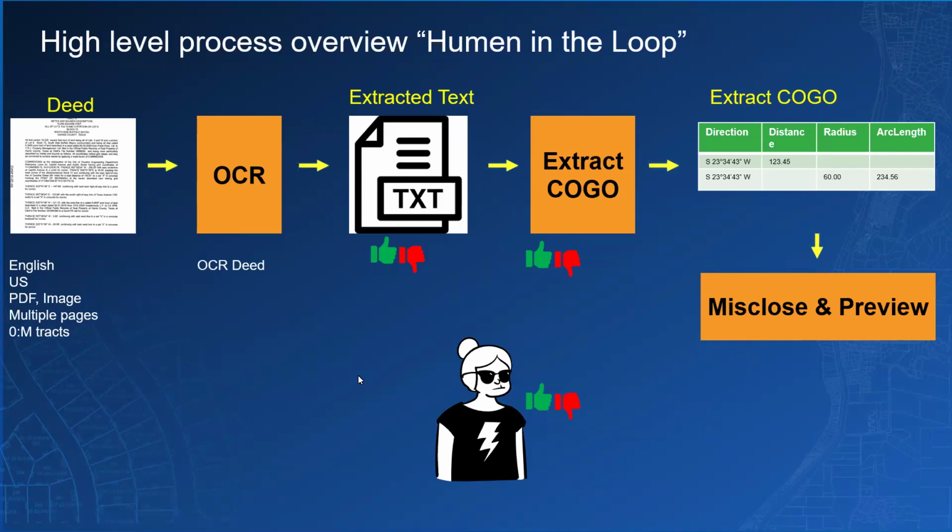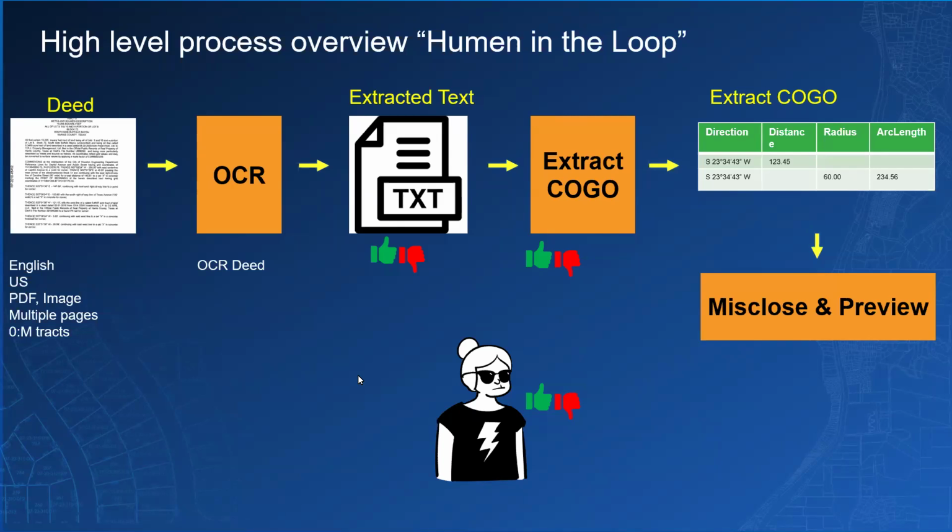So it was important for us to have a human in the loop that can review the text that's being extracted and being able to also modify that extracted text. And from there have the logic that extracts the COGO dimensions to generate the geometries we basically are after. And also the ability to, of course, review the misclose in the preview before you decide that it's good enough to go into the map.